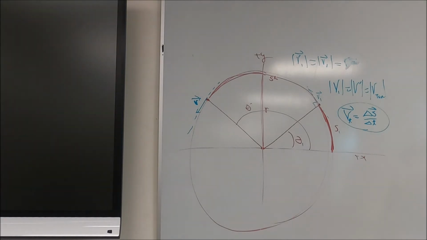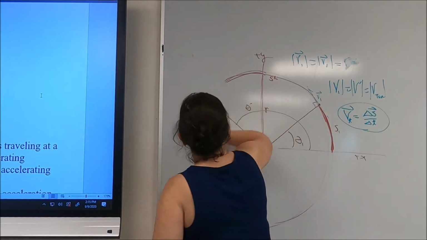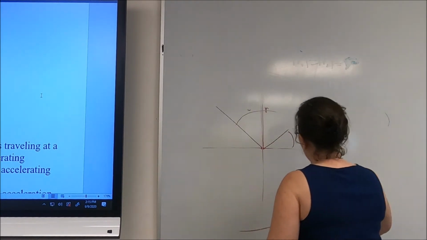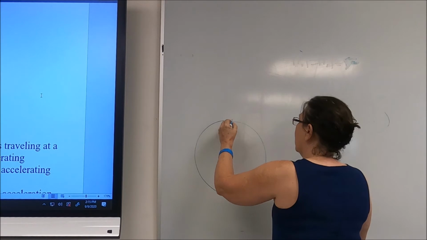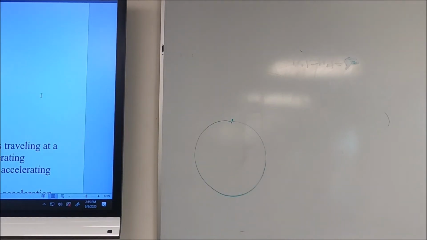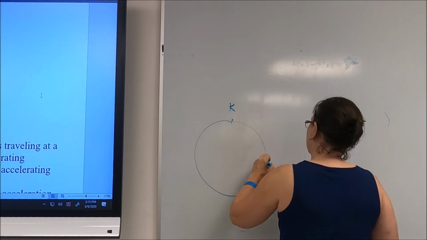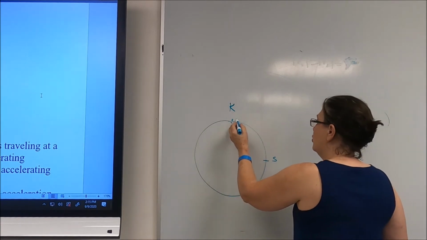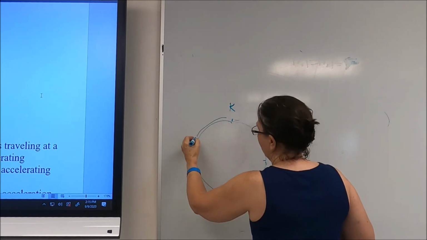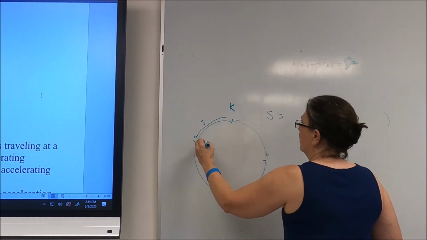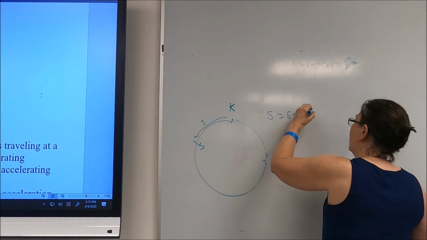Now I'm going to draw a picture for you, and then we're going to work on it. I won't draw quite as big a circle. Okay, so we're starting out here at our first location, Kampala, and we're going to fly 5,000 miles to Singapore. So, Kampala to Singapore. S here is equal to 5,000 miles.